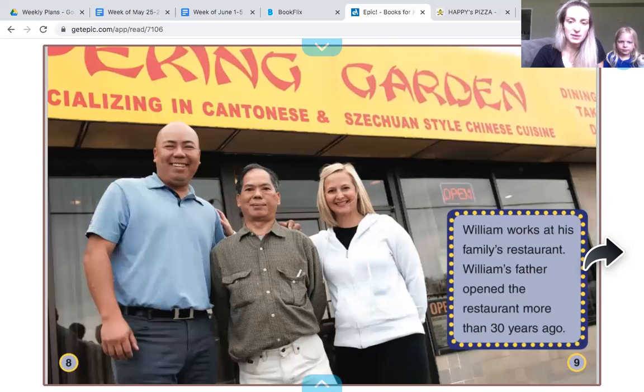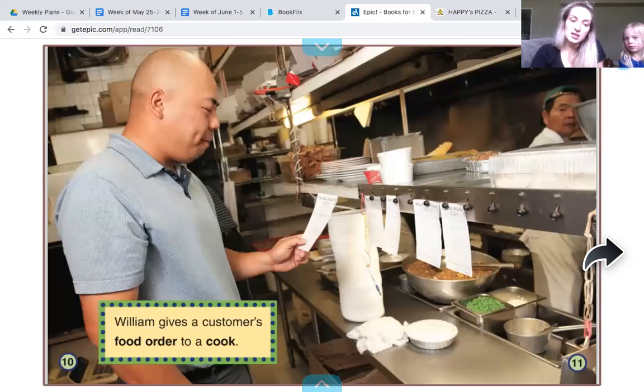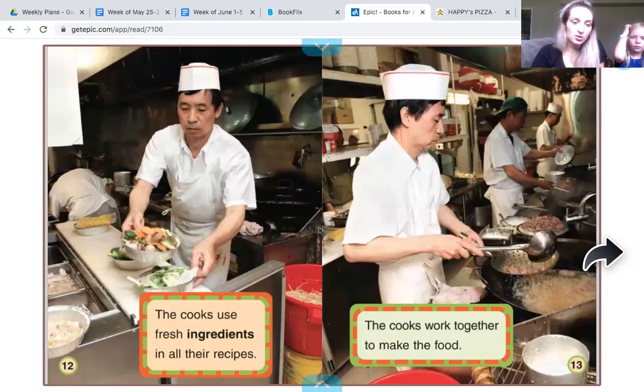William works at his family's restaurant. William's father opened the restaurant more than 30 years ago. William gives a customer's food order to a cook. The cook uses fresh ingredients in all their recipes. The cooks work together to make the food.